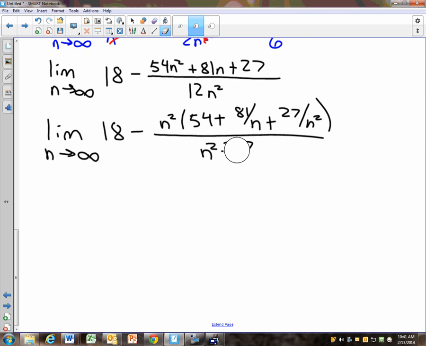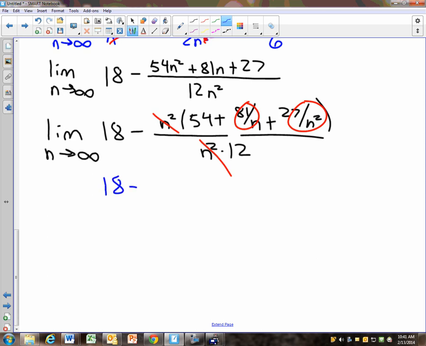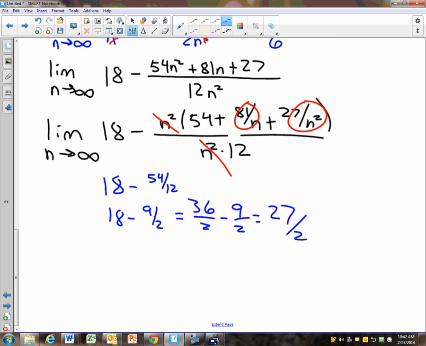Well, what goes away? 81 over n and 27 over n squared go to 0. So we get 18 minus 54 twelfths. 18 minus 27 over 6 divided by 3, so 9 over 2. So what I've got now is 36 over 2 minus 9 over 2 is 27 over 2, which is 13.5, which is what Zach said.